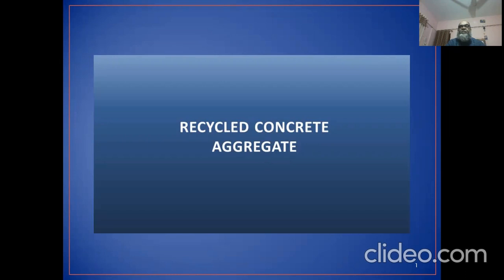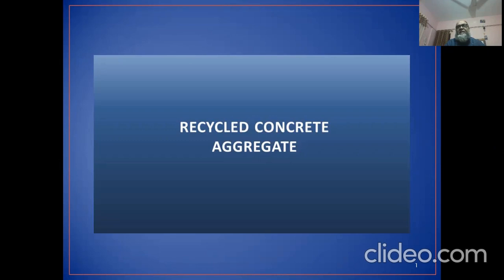Now, to continue with our discussion on replacing natural aggregate in concrete, nowadays one of the best ways is to use recycled concrete aggregate, and it has many advantages as well. This is the latest trend, and people are experimenting on it. So I think it's worth discussing it with you instead of using some other material.